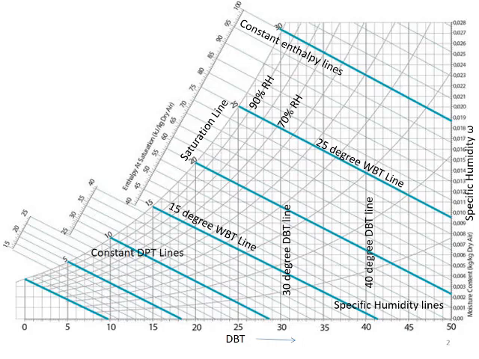Next is constant DPT lines. So how to read DPT? DPT is also read from the DBT axis itself. For example, if you want 5 degree DPT, first mark 5 degree on the DBT scale, go up till it touches the saturation line. Now from this point you have to go horizontally, from left to right. This line throughout is the constant DPT line.